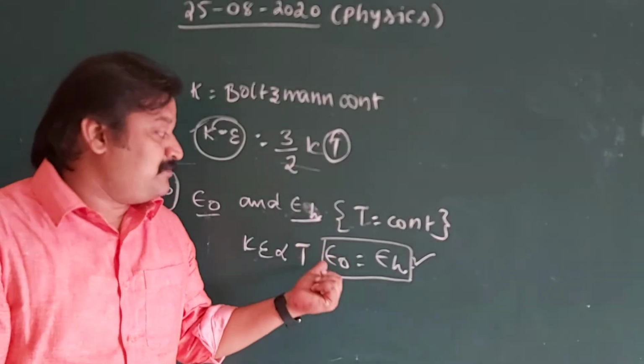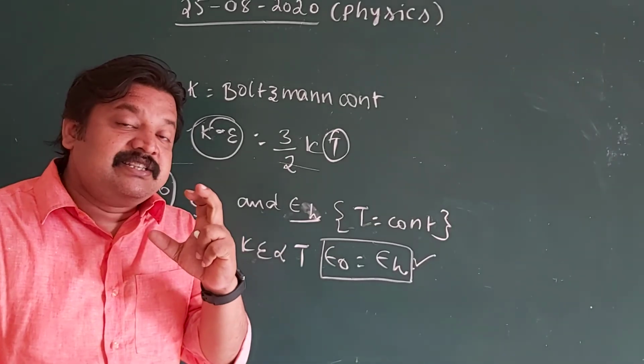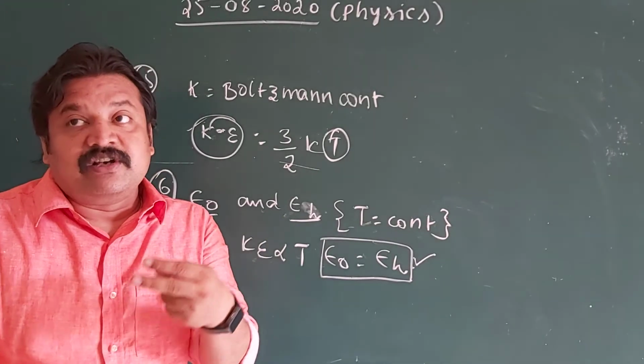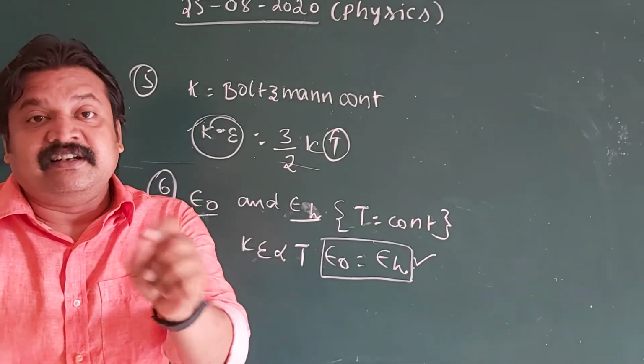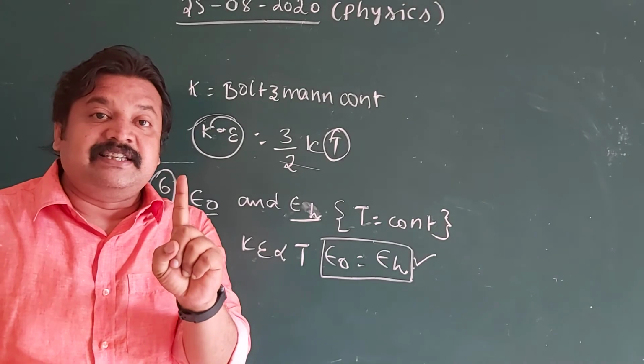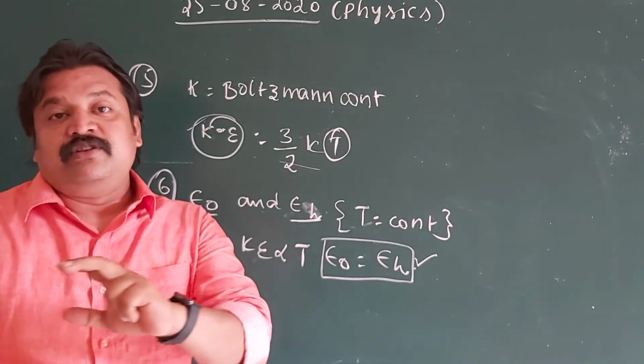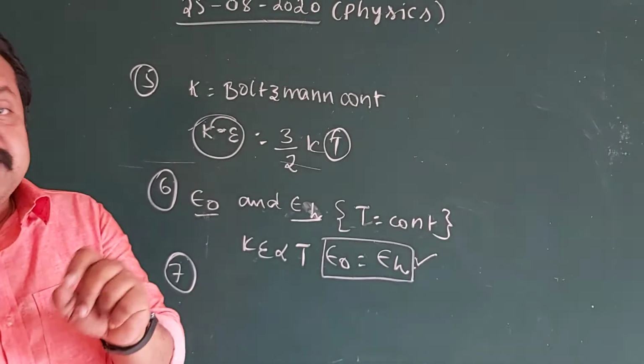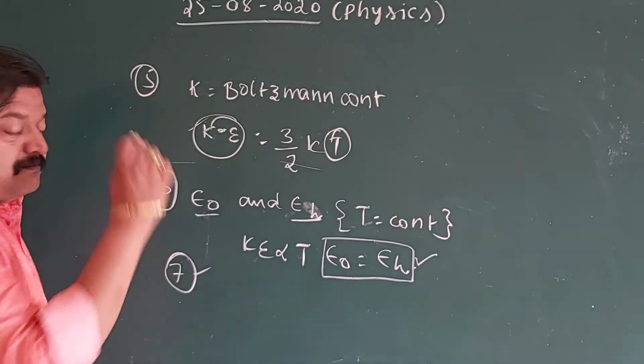That's what I explained just now. So kinetic energy only depends on absolute temperature. The remaining three options have given different relations, which cannot be. As per the kinetic theory of gases, kinetic energy is directly proportional to absolute temperature. Hence we can say that the first option is correct for the 7th one also, because of the given statement.